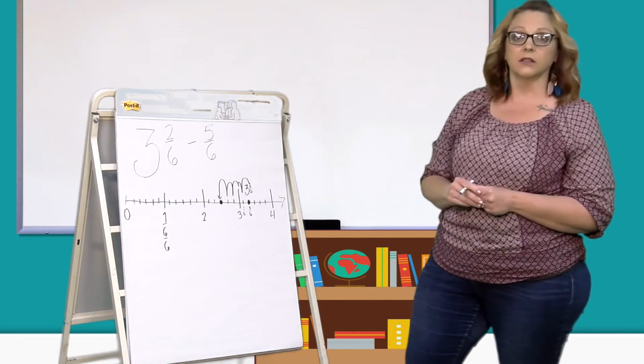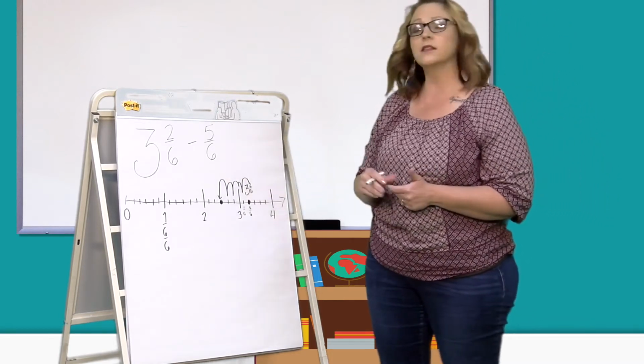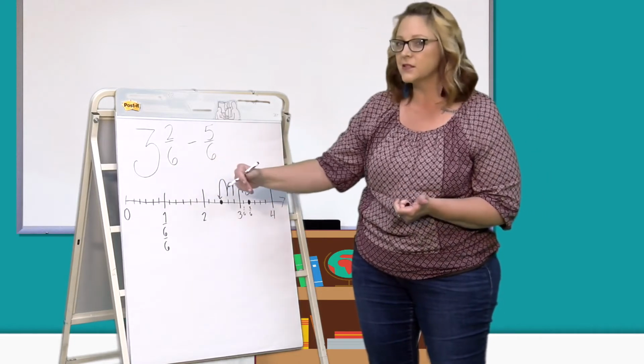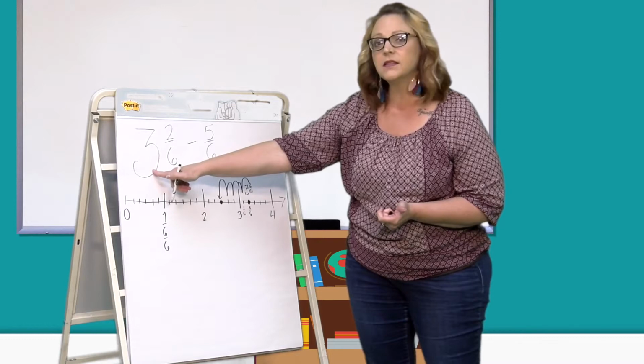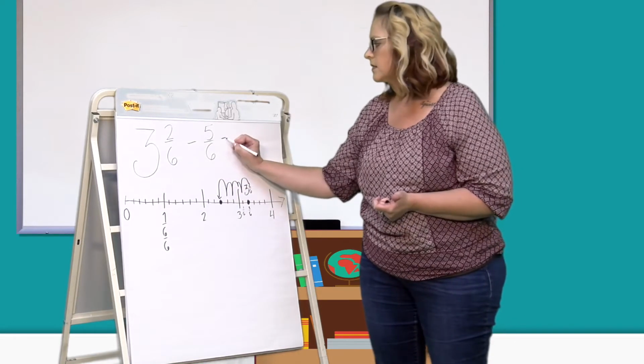This is my answer. So I need to look at my number line and determine what the solution is to this equation. What is the difference? That's the solution when we subtract. What is the difference from 3 and 2/6 minus 5/6?